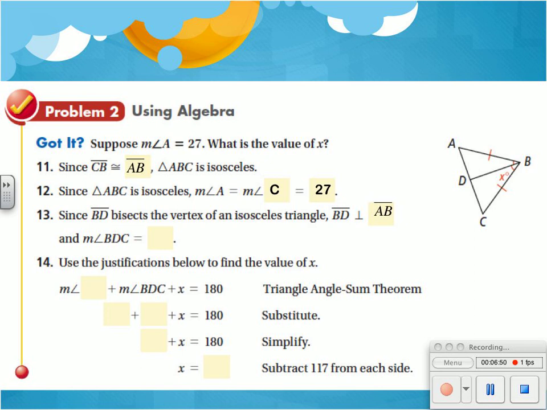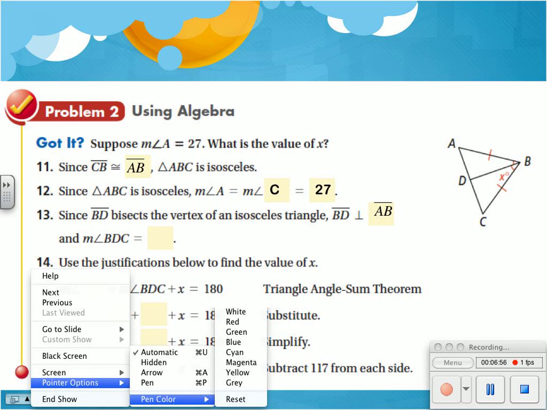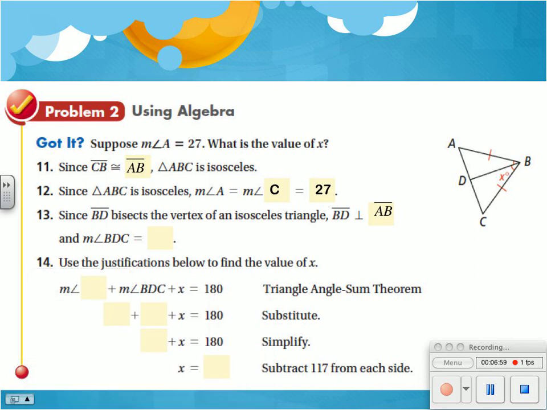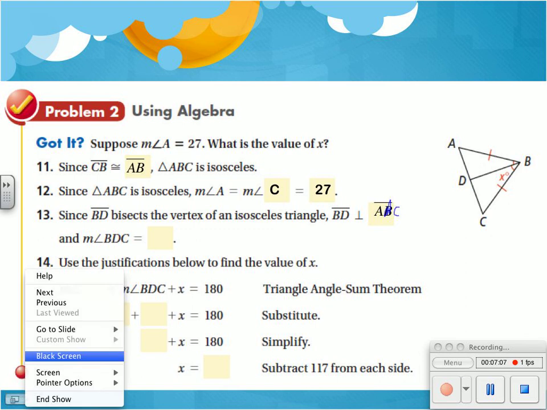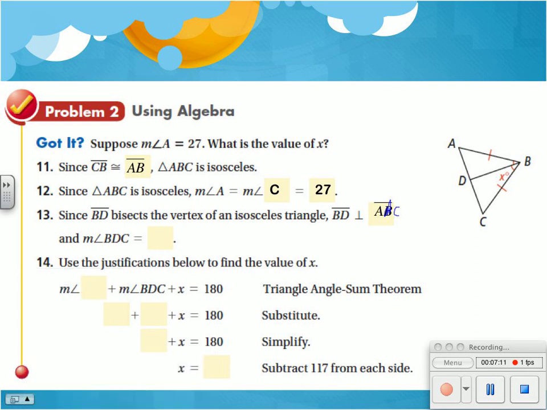Since BD bisects the vertex of an isosceles triangle, that means that BD is perpendicular to AC. My apologies, I hate when I make a mistake. So that should be a C there. Make sure you make that correction. There we go. I'm going to correct it because I hate making mistakes.